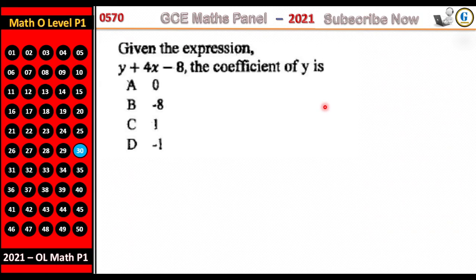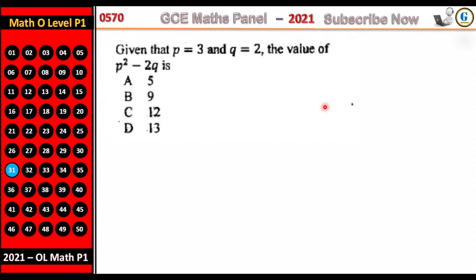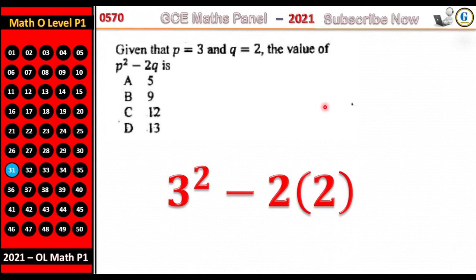Question 30. Given the expression y plus 4x minus 8, the coefficient of y is. The coefficient of y means how many y we have. There is just one y there, so the coefficient of y is 1. The key is C. Question 31. Given that p is 3 and q is 2, the value of p squared minus 2q is. This is just the numerical value of an expression. We have 3 squared minus 2 times 2, which is 9 minus 4, that gives us 5. So our key here is A.